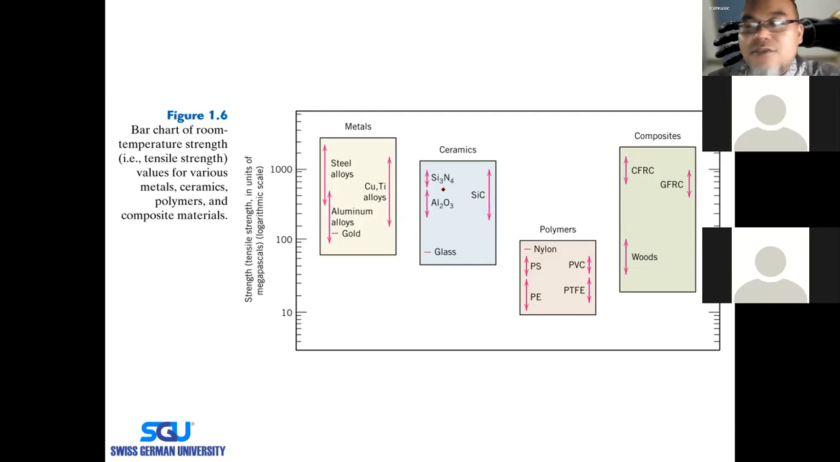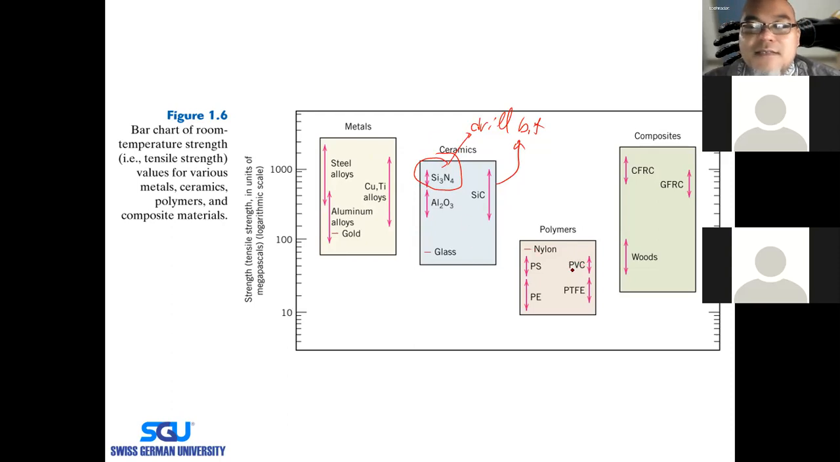Ceramics usually have very high strength. Silicon nitride especially is the highest. This can be used for drilling, the eye of the drill bit. Silicon carbide is also very hard. The highest strength among them is the diamond. The diamond material is this type of ceramics as well.